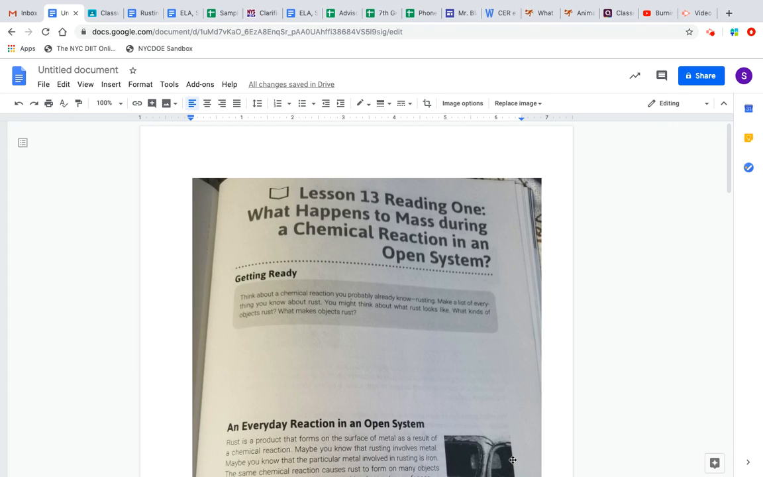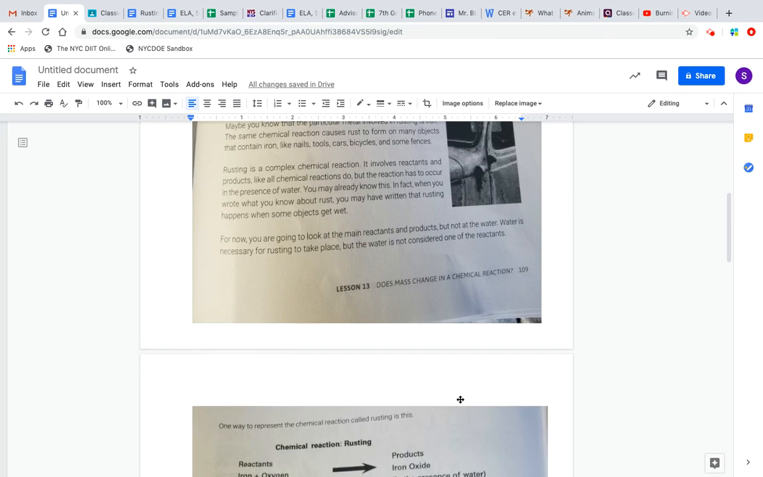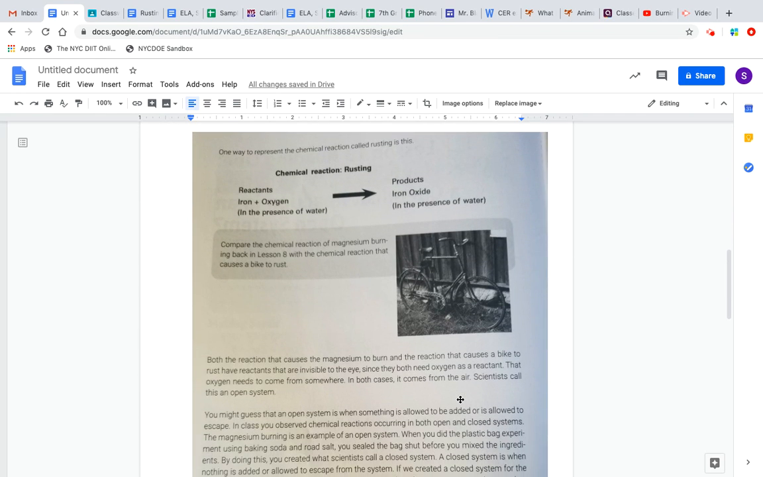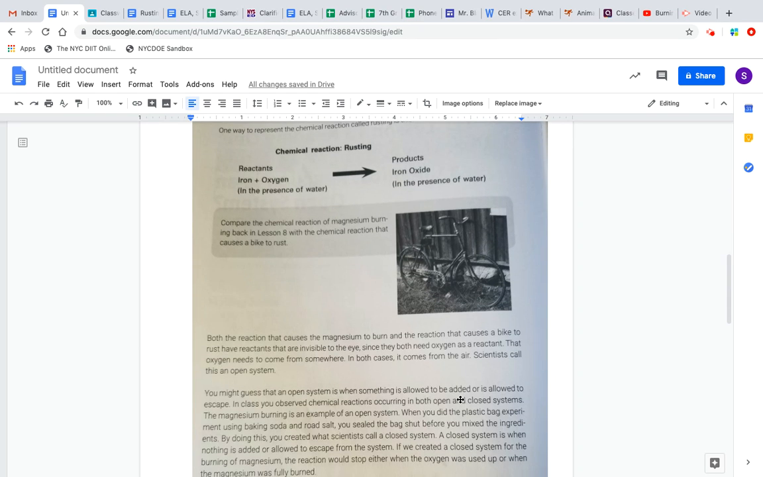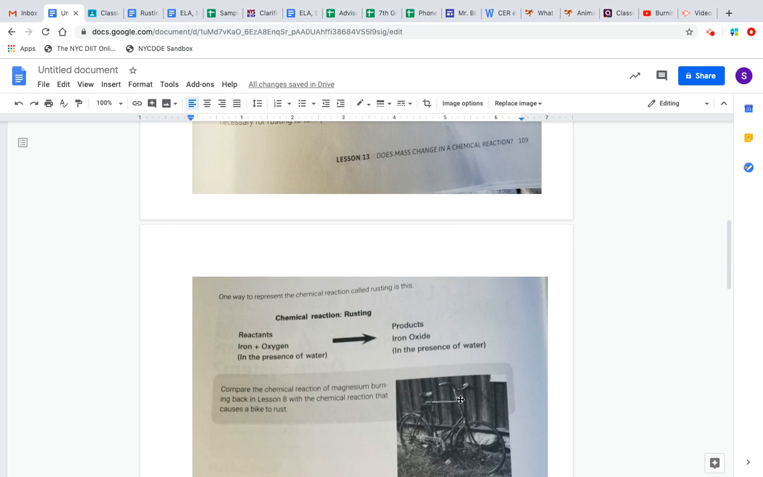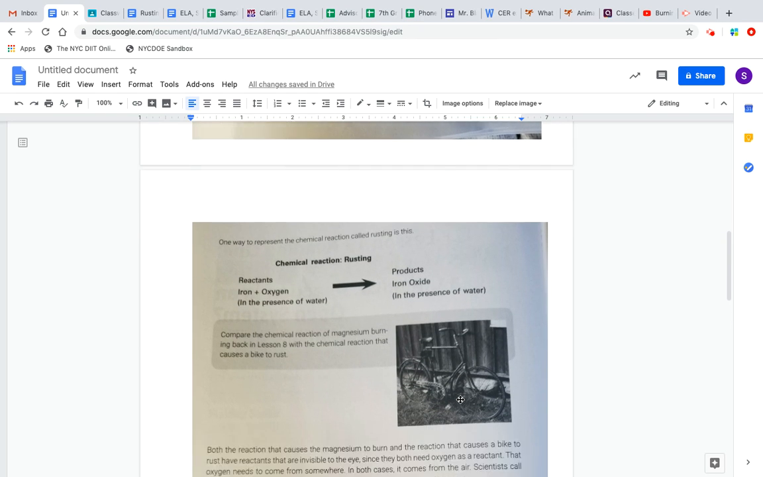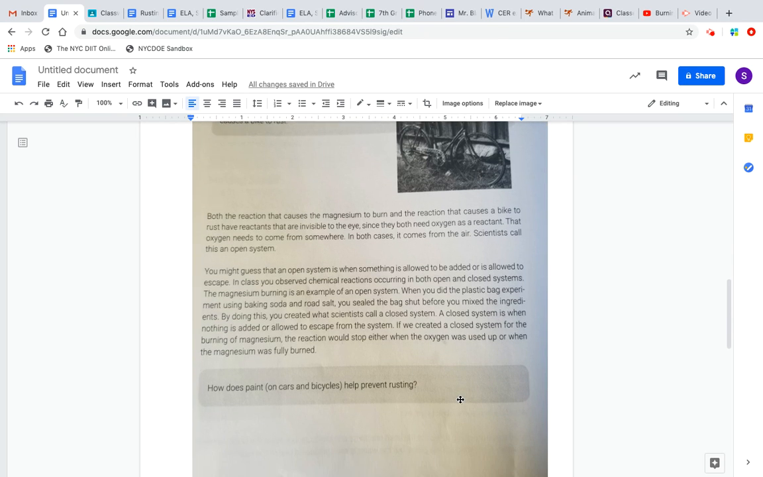This is the recording for Thursday, April 2nd. It's continuing with our lesson 13, reading 1. What happens to mass during a chemical reaction in an open system? So, yesterday's lesson, or Tuesday's lesson, ended with the bicycle. And now we're going to continue the reading, which you see is right under.